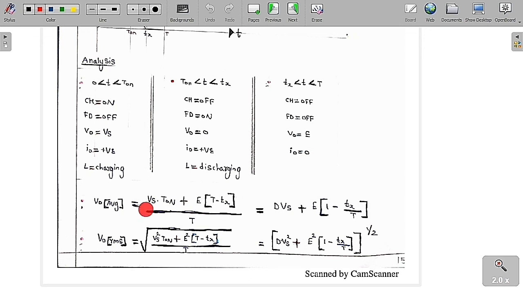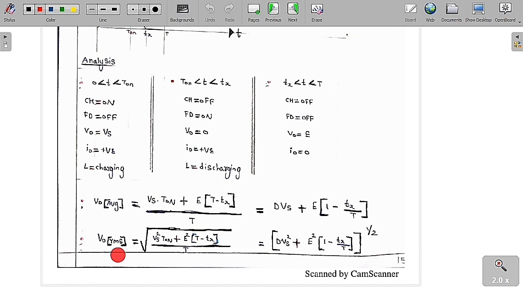Now if I want to find the average value of the output voltage, from the graph we can say that it is Vs into T on plus 0 into Tx minus T on plus E into T minus Tx, divided by the total time period T. So we get D into Vs plus E into 1 minus Tx by T, where T on by T is called the duty ratio. Therefore Vs into D plus E into 1 minus Tx by T is called the average value of the output voltage whenever discontinuous conduction is present.